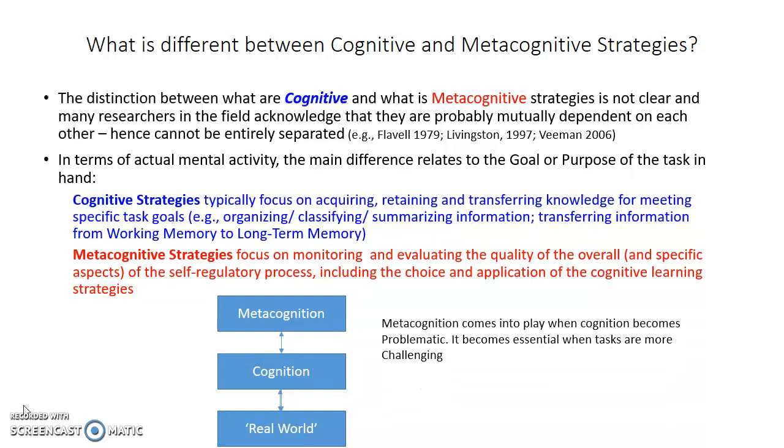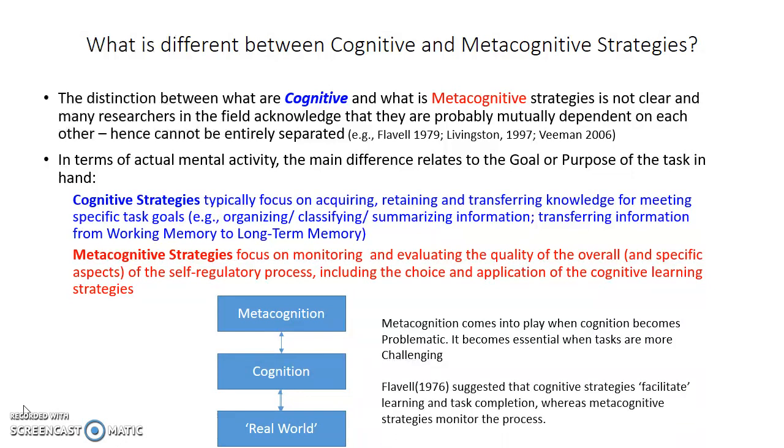There's a nice bit here from Flavell, and we typically become metacognitive when cognition becomes problematic. So if we're learning something and everything's going nicely and we know what tools to use and the learning's moving along and we're moving towards our goals, we're building understanding and competence, then it's very much at a cognitive level. But once it gets challenging, that's when we're more likely to be metacognitive. So as Flavell suggests, cognitive strategies facilitate learning and task completion, whereas metacognitive strategies manage this process.